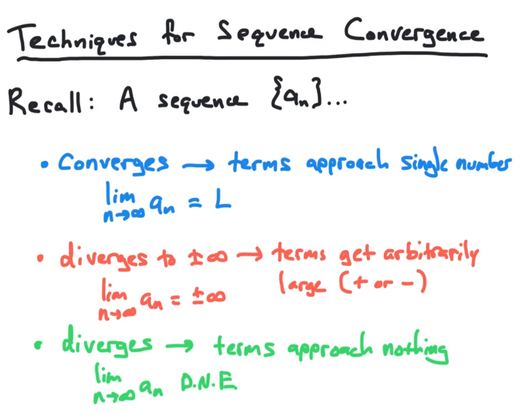A sequence a sub n diverges if the terms approach nothing, and we say that the limit of the sequence does not exist. In particular, this third case where the sequence diverges essentially means that neither of the first two cases hold. The sequence does not converge to a single number, nor do the terms get arbitrarily large in either direction. The techniques discussed in this video will allow us to classify a sequence as having one of these three behaviors.